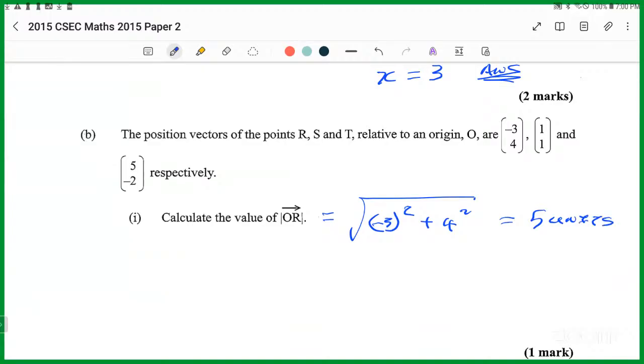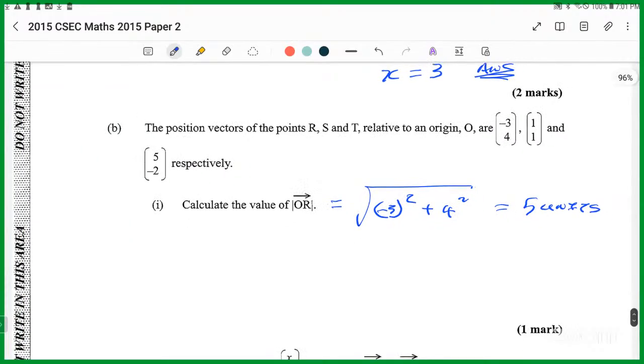That's it. Alright? Modulus of the vector OR. That's the length of it. Remember, why is it the modulus? Because this vector OR means to go from O to R. This is O, and I want to reach R. I go 3 units to the left, 4 units up.